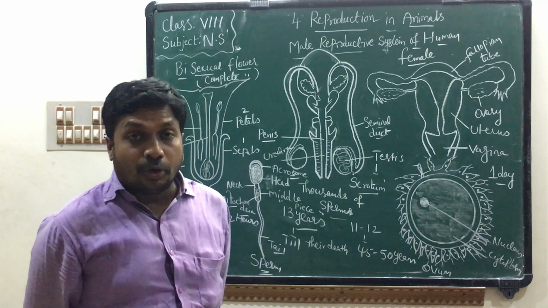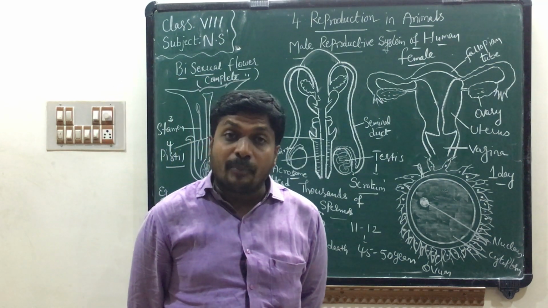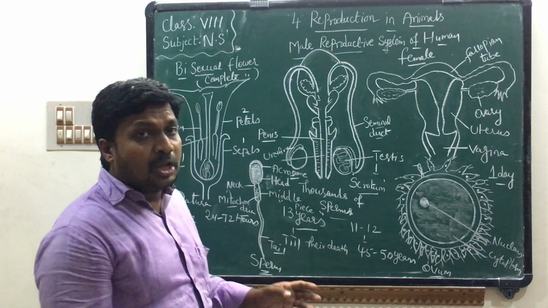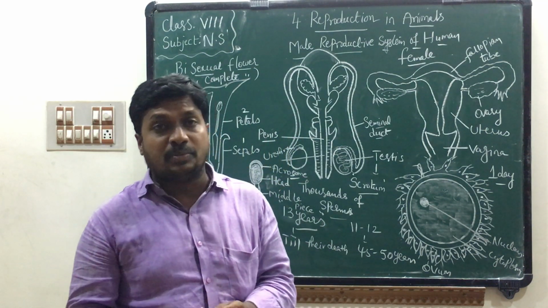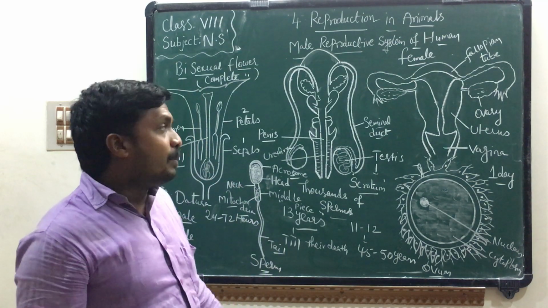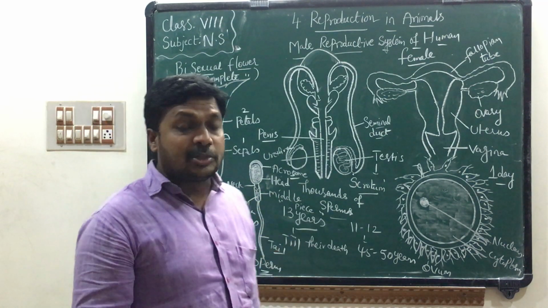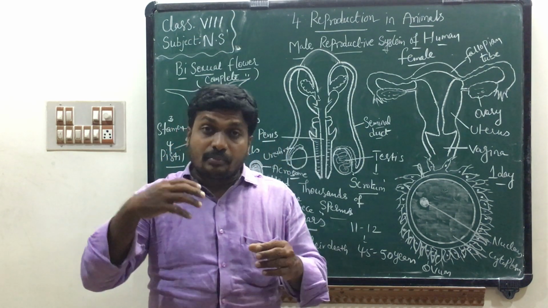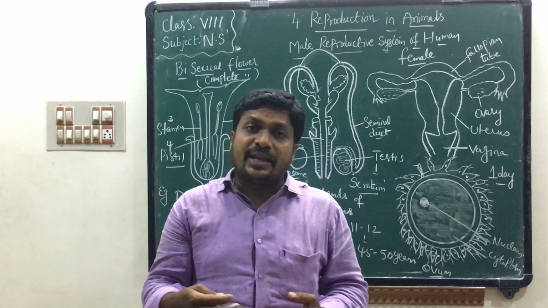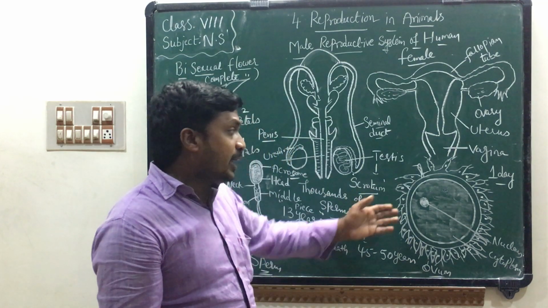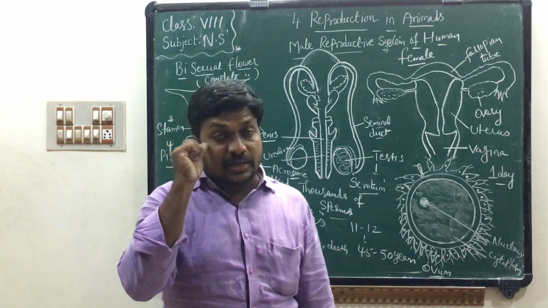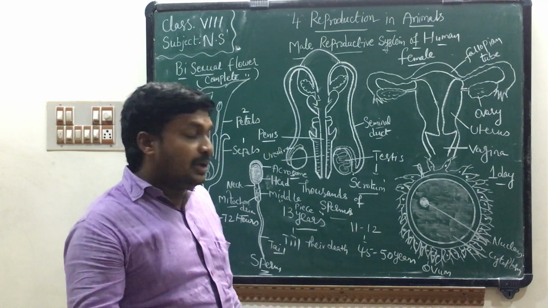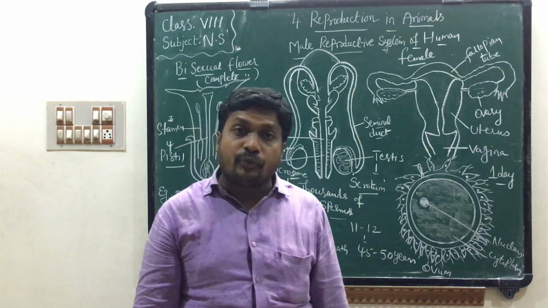And do you know, children, only one ovum is released per month. Thousands of sperms are released at a time by a male human being, and sperm production continues till death, but the number decreases as age increases. But in human females, ovum production starts at the age of 11 to 12 years and ends at the age of 45 to 50 years.